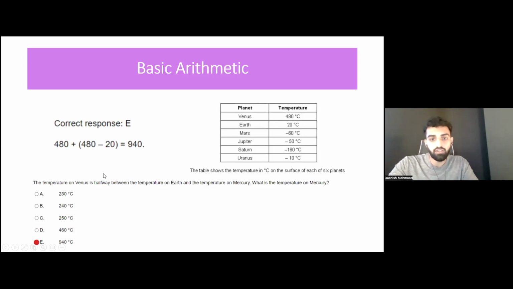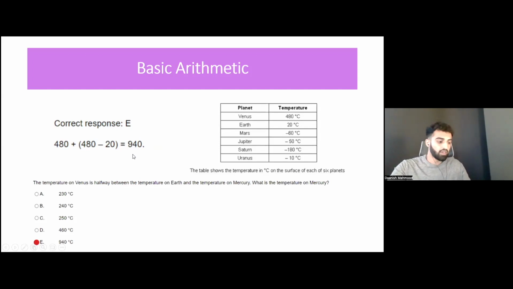Basically, this question is saying the temperature on Venus is halfway between the temperature on Earth and the temperature on Mercury. So what is the temperature on Mercury? Basically, the distance between 480 and 20 degrees, that's 460, makes up half of the distance between Earth's temperature and Mercury's temperature. So you do 480 minus 20 to get this gap, and you have to add this onto 480 to bring yourself to 940.